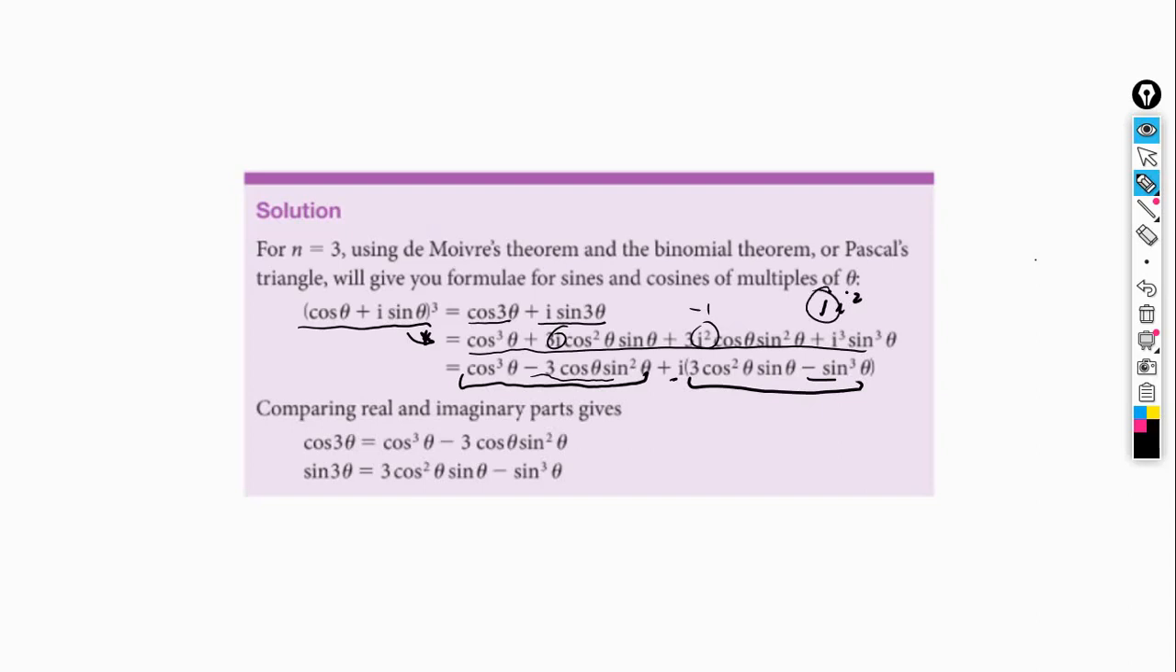So now all we have to do is compare the real and imaginary parts. That means that cosine of 3 times theta is going to equal this expression, which we got from here, and sine of 3 theta is equal to this expression, which we got from here.